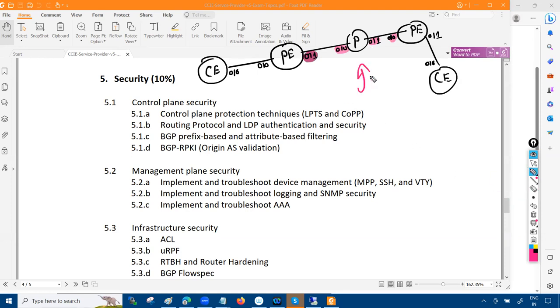Now I'll tell you one thing. Why should I run the MPLS on this provider network? Why should I not run the MPLS on this customer side? Why is the service provider not allowing you to run it? You know why? This is where security comes into the picture.